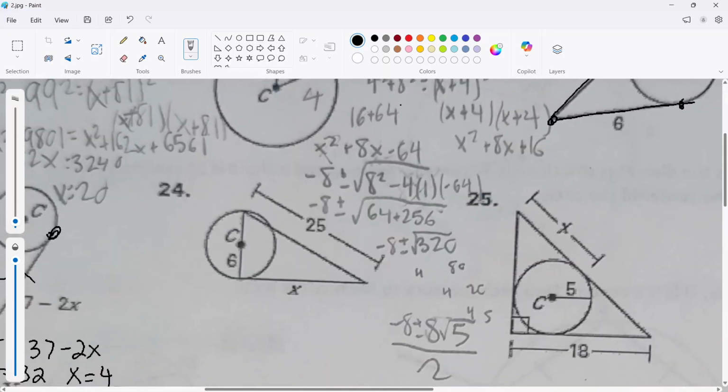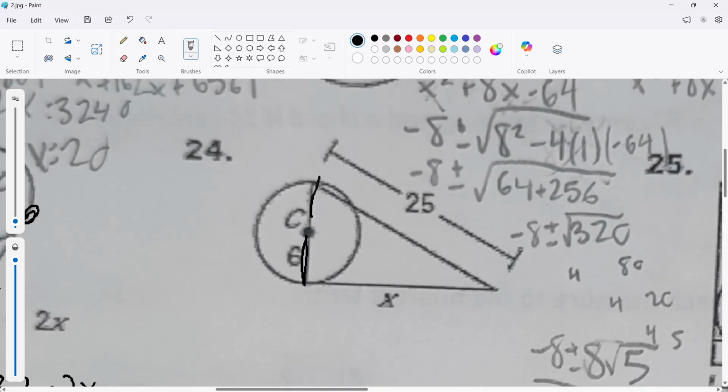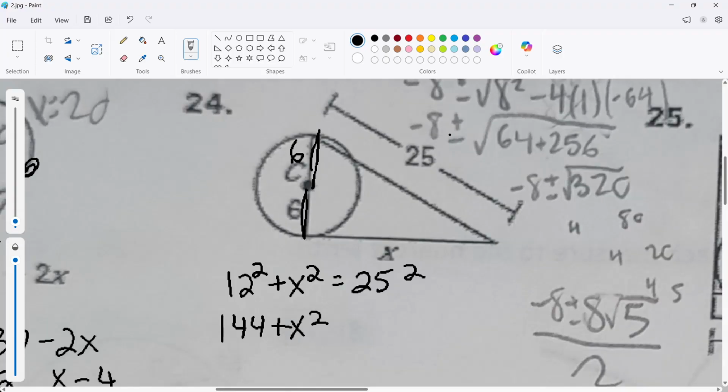All right, I guess I'll do both of these. If this is a radius 6, that's a radius 6. And now I've got a leg that's 6, a leg that's x, and a hypotenuse. I don't think that's a Pythagorean triple. So I've got 12 squared plus x squared equals 25 squared. This is 144 plus x squared, 25 squared. I think it's 625. You can use a calculator.